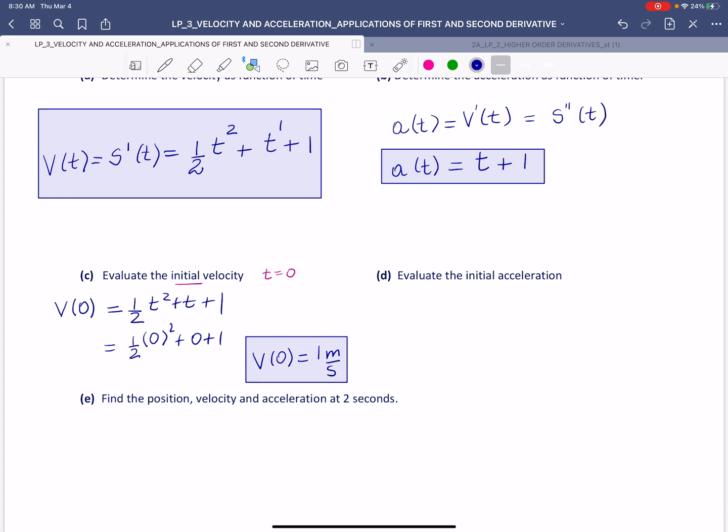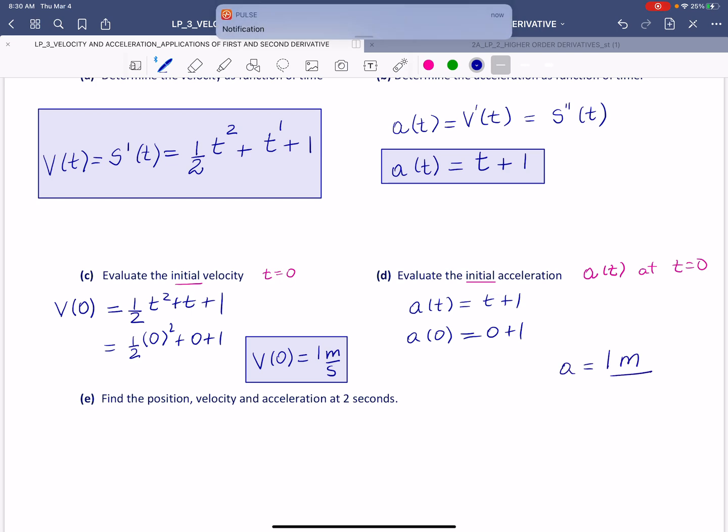In a similar way, we'll evaluate the initial acceleration, which means that we're trying to find a(t) at time equals 0. So we'll use the acceleration equation for it, and we'll write acceleration equals t plus 1. So at 0, this would equal 0 plus 1. So acceleration equals 1 meter, careful with the notation, per second squared.